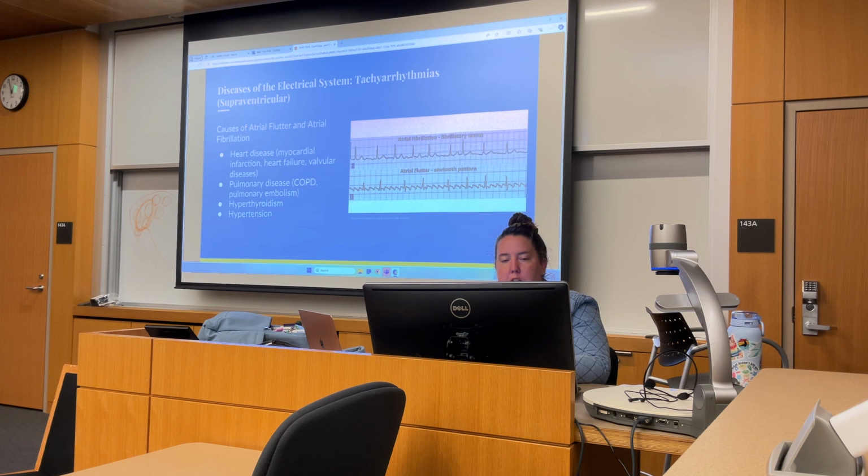is not as irregular. So causes of atrial flutter and atrial fibrillation include heart disease, such as myocardial infarction, which again is a heart attack. Infarction meaning tissue death, so a heart attack. Heart failure and valvular diseases. This can also be caused by pulmonary diseases like COPD or a pulmonary embolism, mostly because you can end up with right-sided heart failure. And then hyperthyroidism. So if you have hyperthyroidism, your metabolism is moving a lot faster, which causes your heart to beat faster. And hypertension, because hypertension can lead to left-sided heart failure.